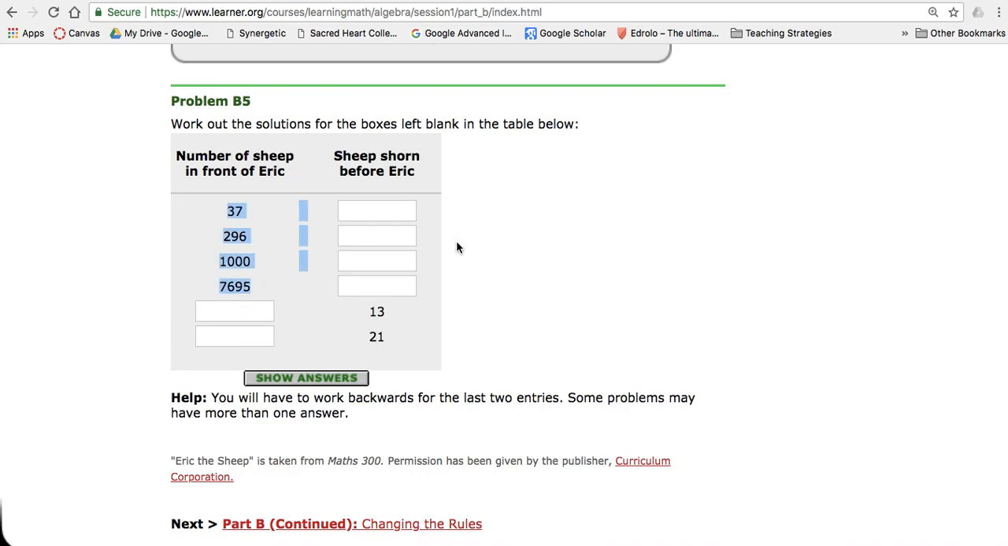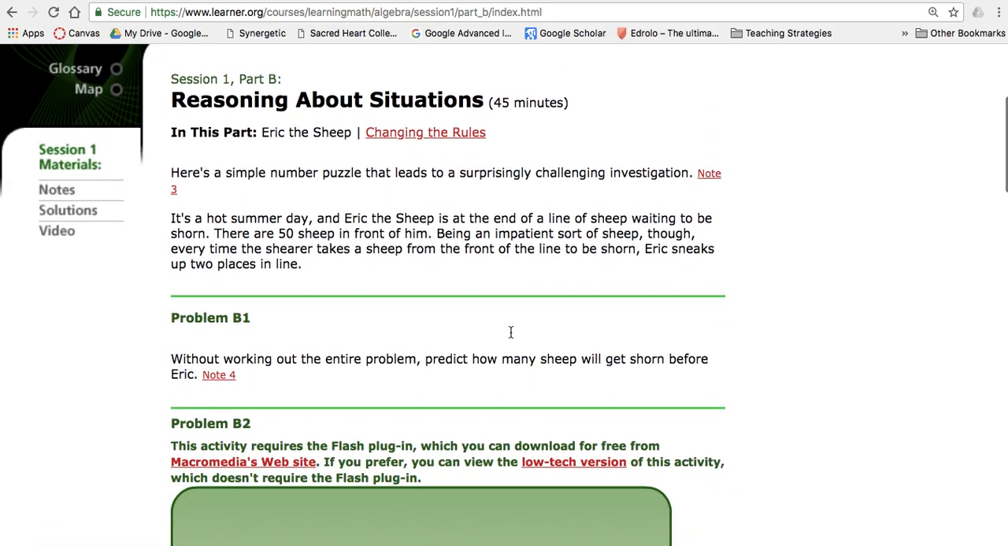So if you think you know what that pattern is, can that pattern now help you predict how many sheep will be shorn before Eric? And you can show the answers to these too. So good luck. So this is the Eric the sheep problem.